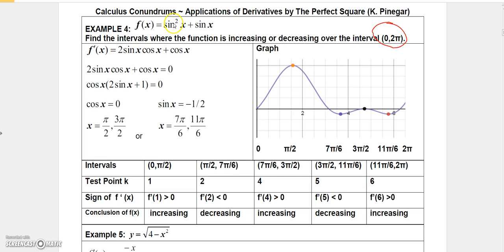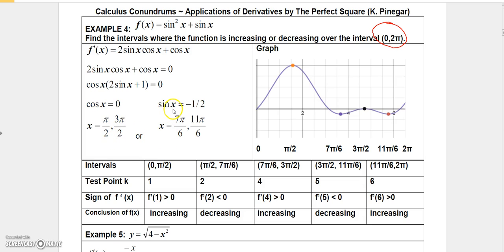So apply the power rule to sine squared x and then apply the trig rule to sine x, and you'll get 2 sine x cosine x plus cosine x. And you can actually factor the cosine x out, and you'll get cosine x times 2 sine x plus 1 equals 0. And then solve for where cosine x equals 0. But remember, we're only staying within the interval 0 to 2 pi. So cosine x would be 0 at pi over 2 and 3 pi over 2.